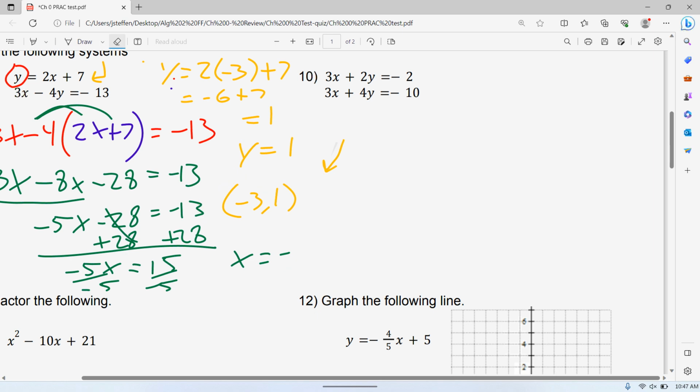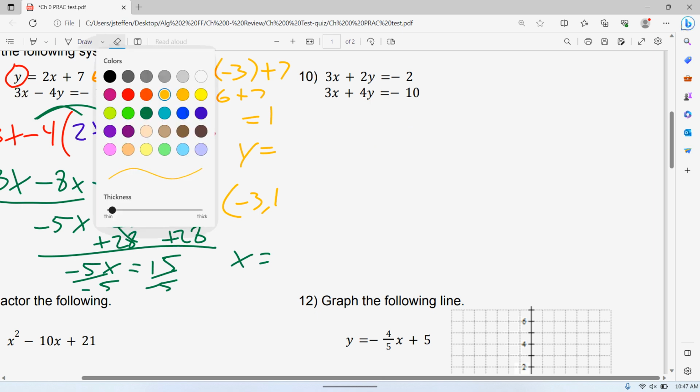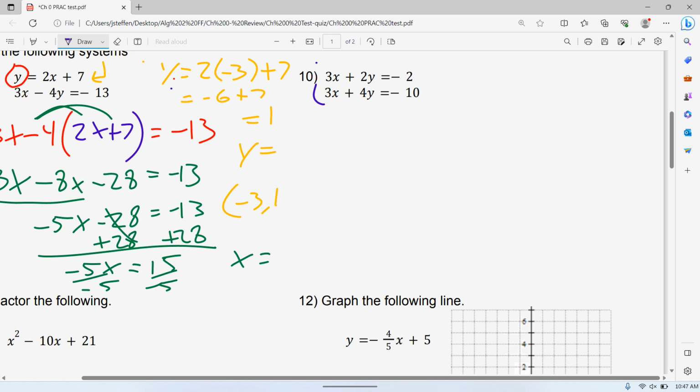You can erase some of this and have some room. This is going to be my x's are both the same. So if you would add these together right now, you get 6x plus 6y is equal to negative 12. That's not going to help you because we have two variables. So we need them to cancel. It doesn't matter which one. I'm going to do the bottom one. Again, whatever one you decide.